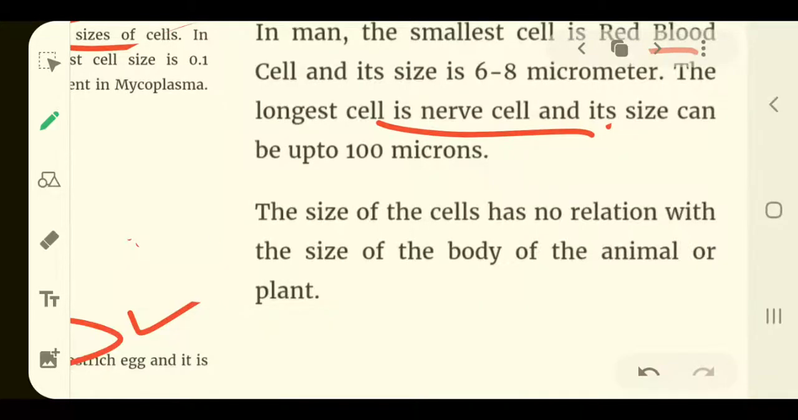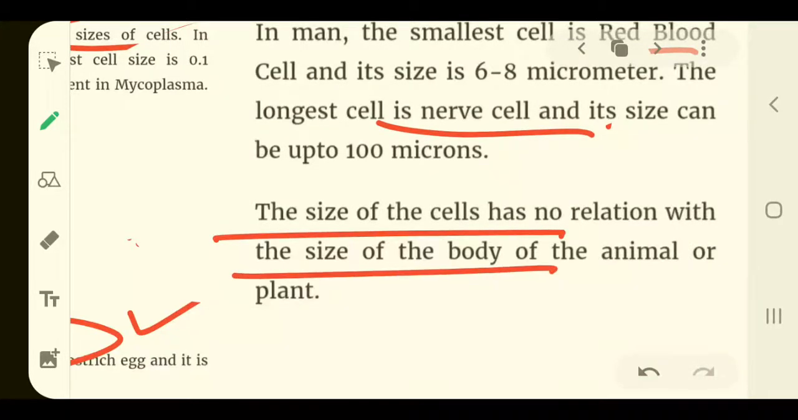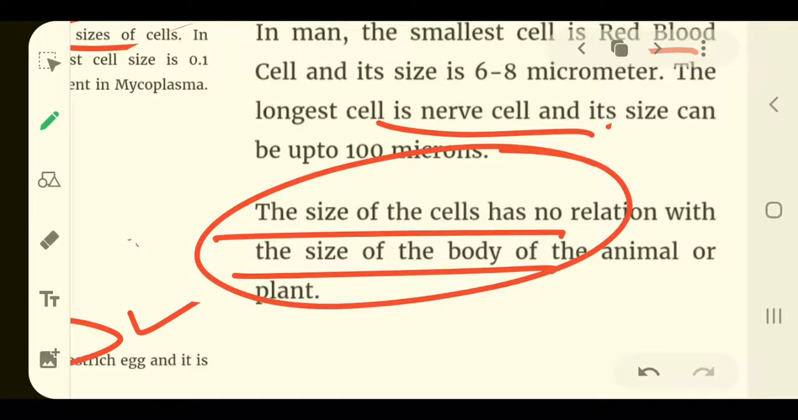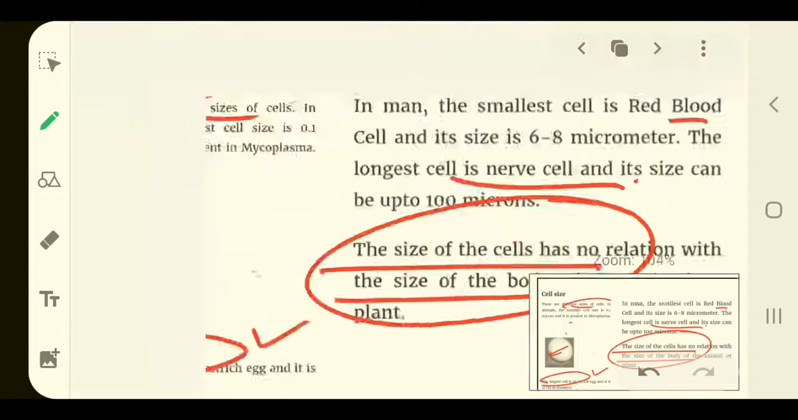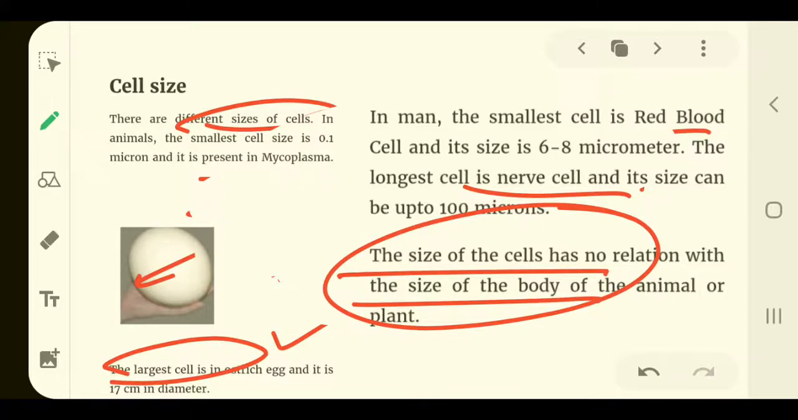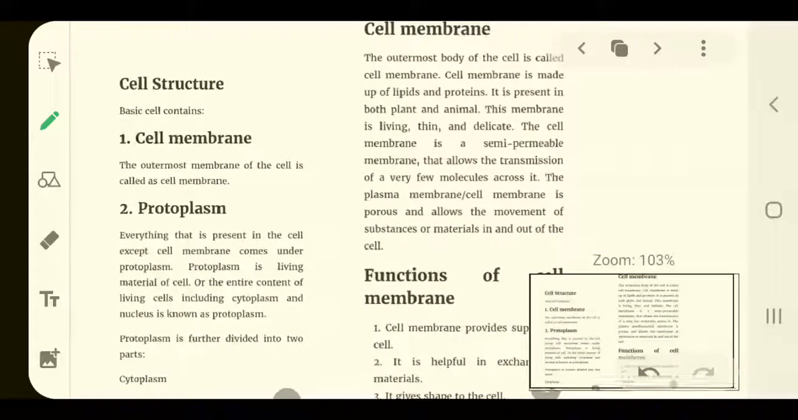And again, the size of the cell has no relation with the size of the body of an animal or a plant. The size of the cell has no relation with the body size of the organism, okay? It depends upon the function it performs, and various other parameters are taken into consideration.